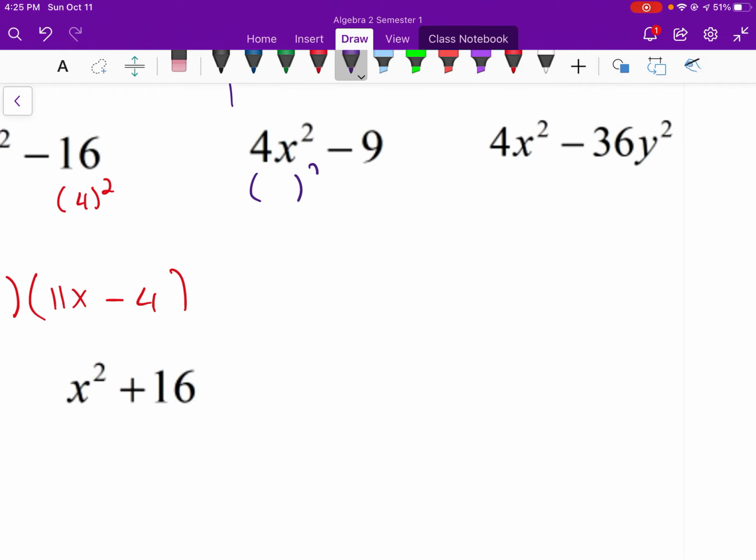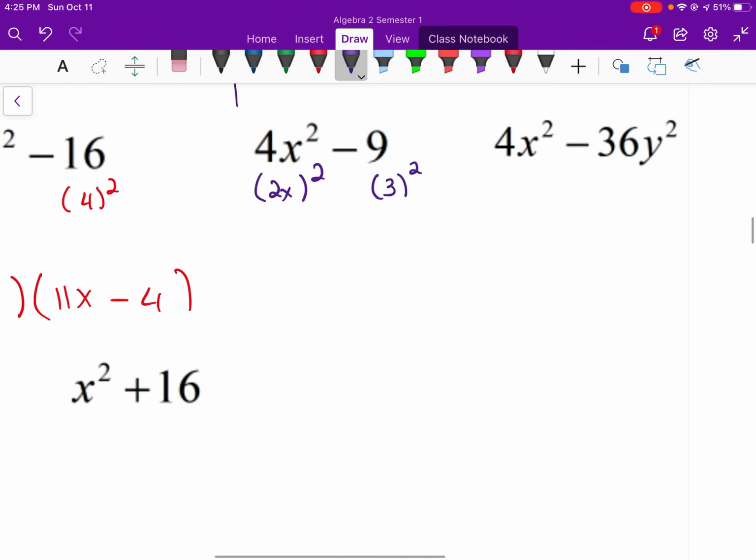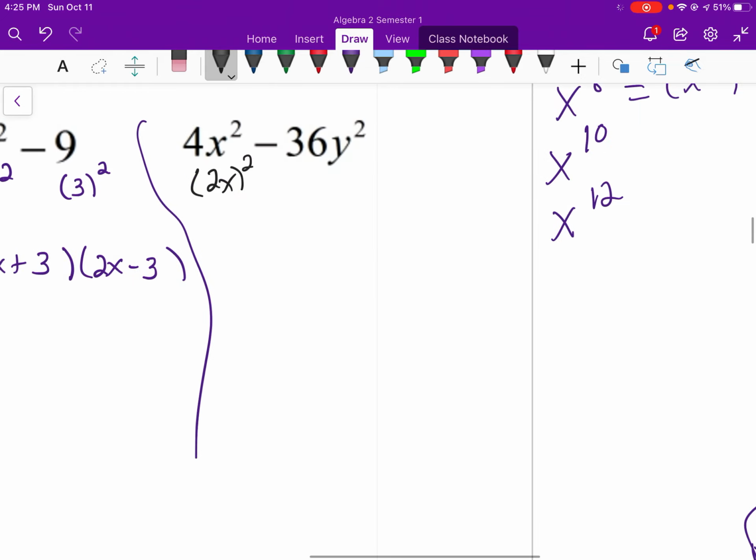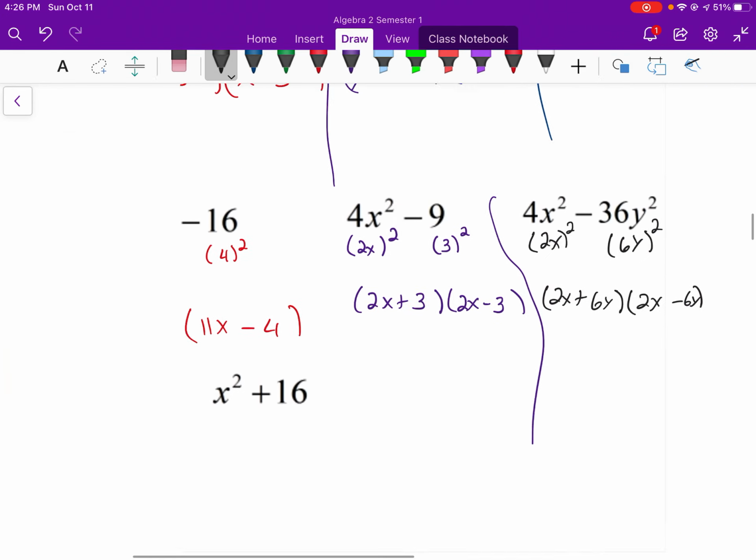So for the next one, what am I squaring to get 4x squared? 2x. I'm squaring 3 to get there. So 2x plus 3, minus 3. And then finally, for the last one, I'm squaring 2x to get 4x squared, and I'm squaring 6y to get 36y squared. So 2x will go in the first plus minus, and then 6y from there.